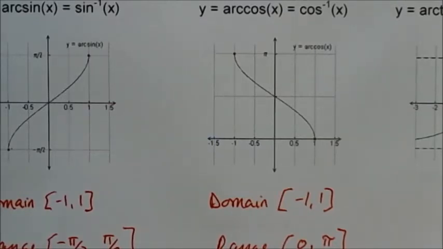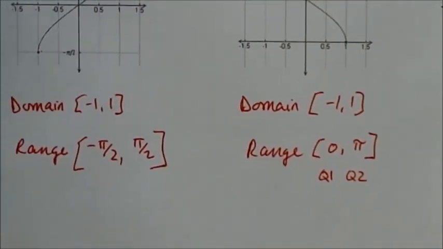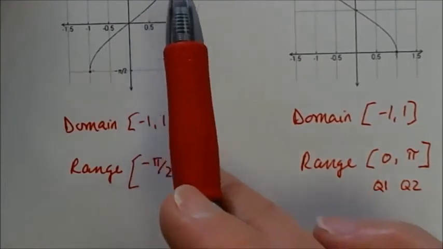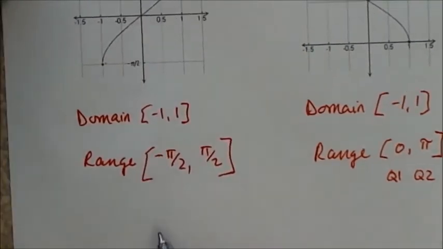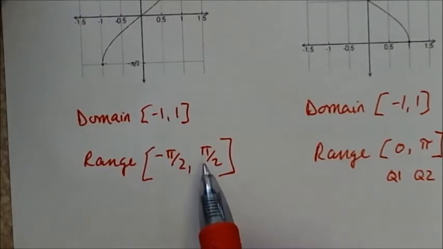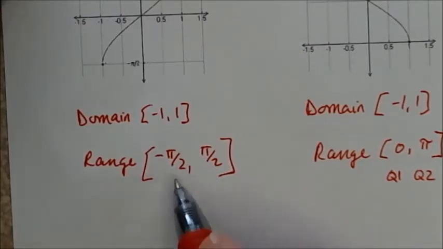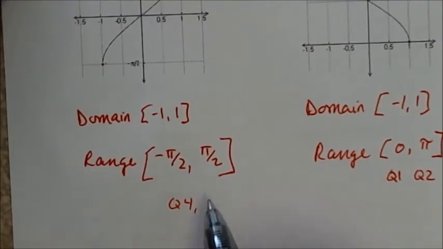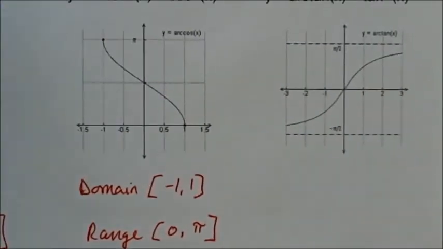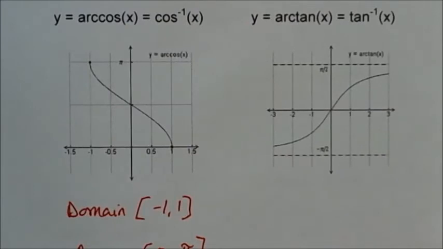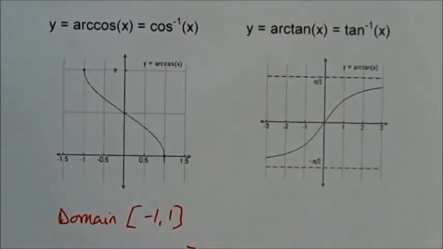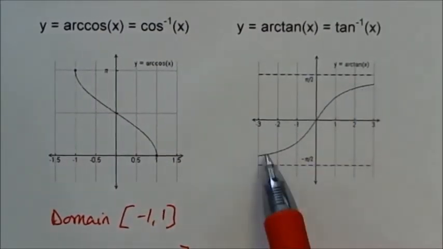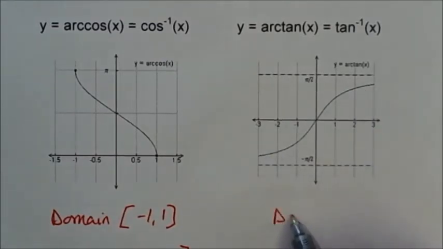That would go from quadrant 1 to quadrant 2. I'm just going to put Q1, Q2. And if I go back to sine inverse, -pi/2 to pi/2, that would be -pi/2, quadrant 4, and pi/2 would be quadrant 1, right? -90 to +90. And arctan, tan inverse of x, y equals tan inverse of x. Okay, this does continue. So leftmost point, rightmost point, domain is all real numbers.